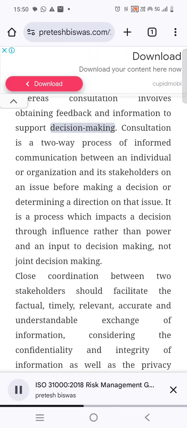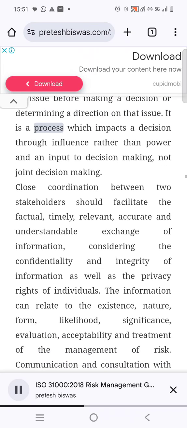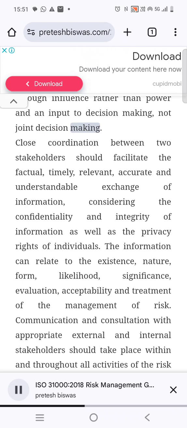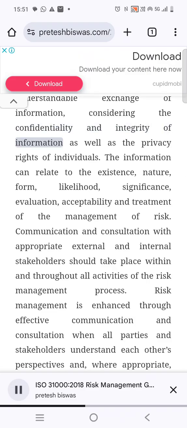Consultation is a two-way process of informed communication between an individual or organization and its stakeholders on an issue before making a decision or determining a direction on that issue. It is a process which impacts a decision through influence rather than power and an input to decision-making, not joint decision-making. Close coordination between stakeholders should facilitate the factual, timely, relevant, accurate, and understandable exchange of information, considering the confidentiality and integrity of information as well as the privacy rights of individuals.